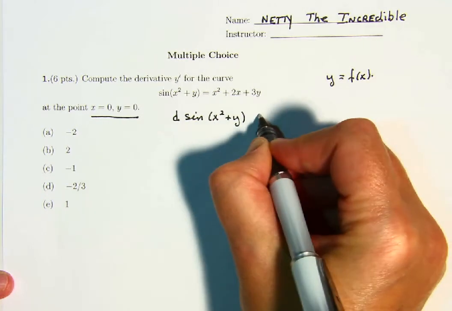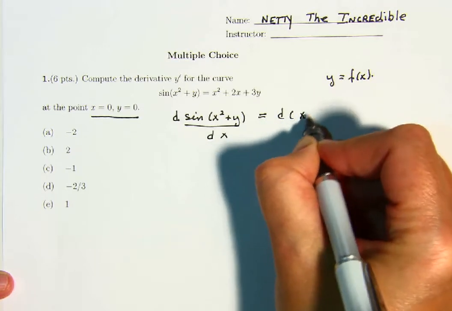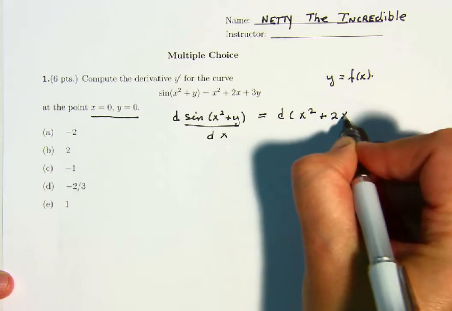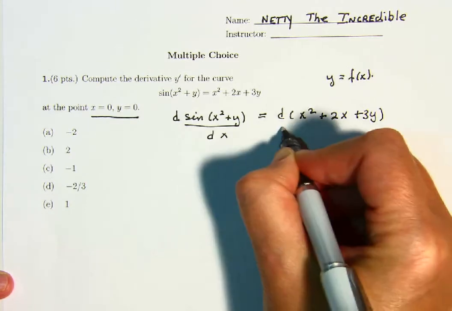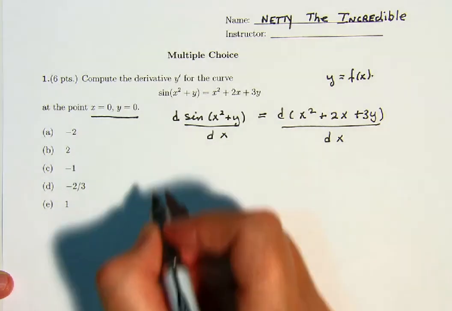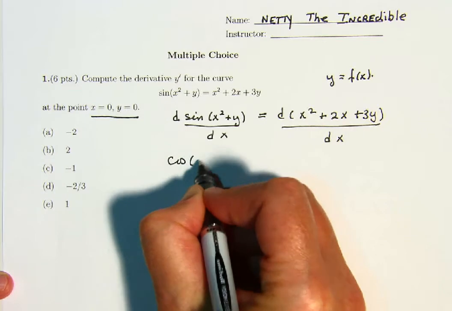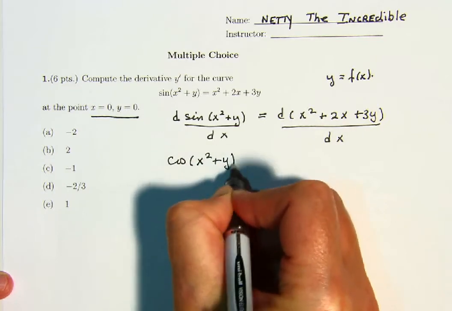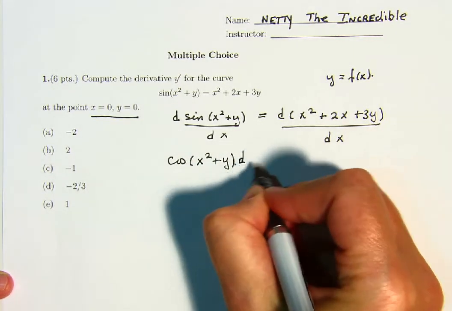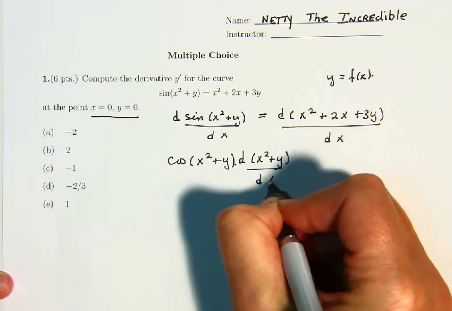y with respect to x must be equal to the derivative of x squared plus 2x plus 3y with respect to x. On the left-hand side, we have to use the chain rule, so we differentiate sine of x squared plus y with respect to what's inside the bracket, and so that's cosine of x squared plus y times the derivative with respect to x of what is inside the brackets.